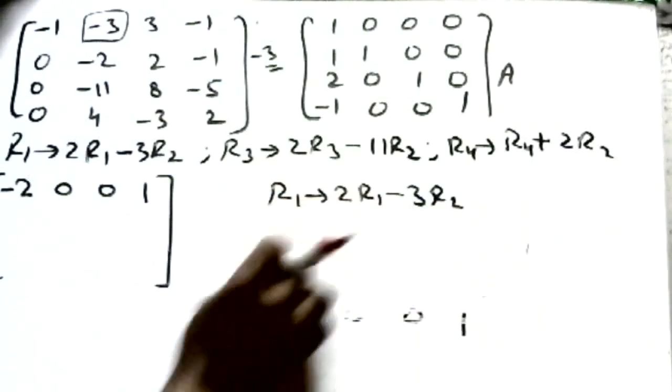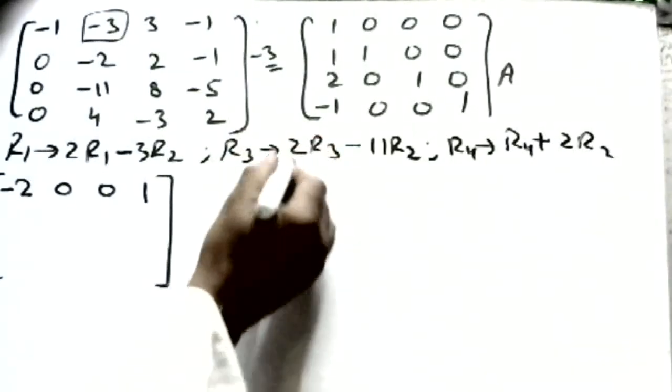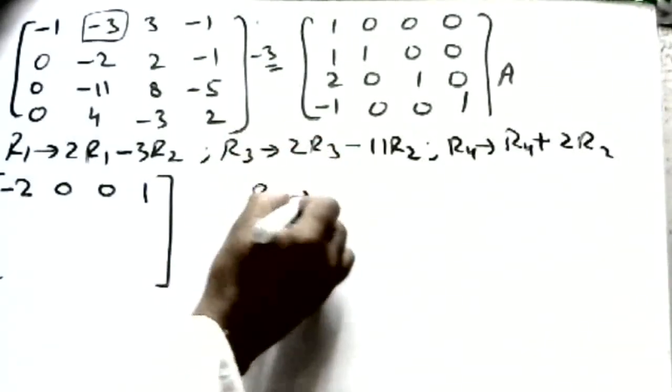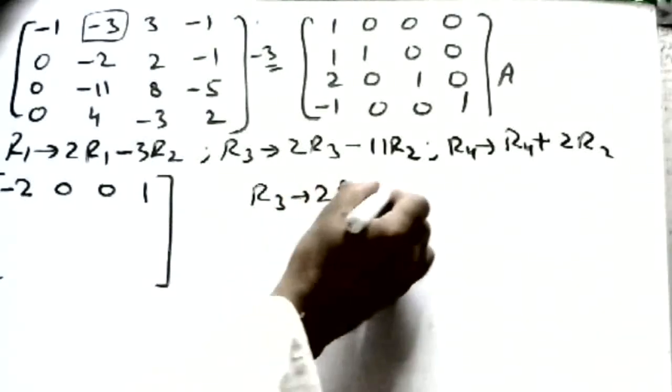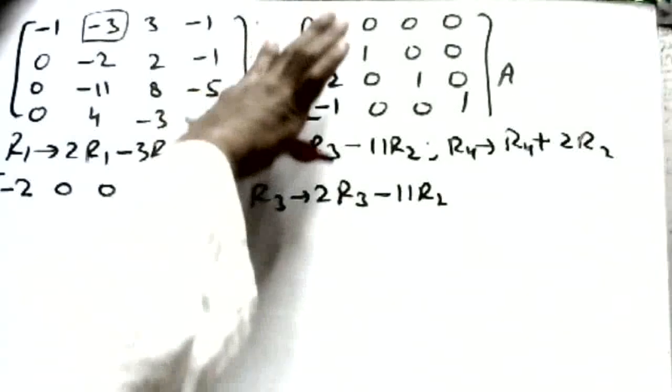Finish. Now the next one is R3. What is the procedure for R3? Let me do the rough work. So the procedure for R3 is, we are doing this operation, 2R3 minus 11R2. Let me do the rough work.